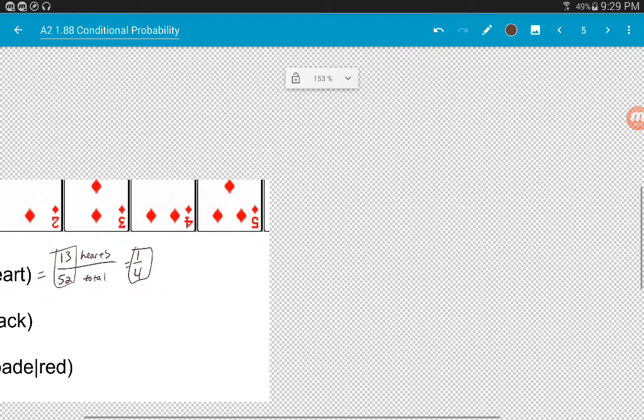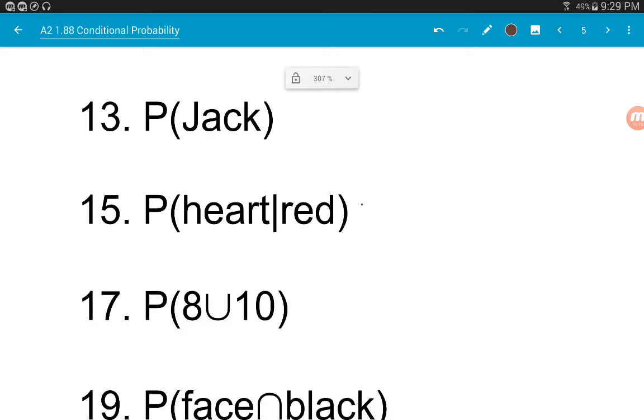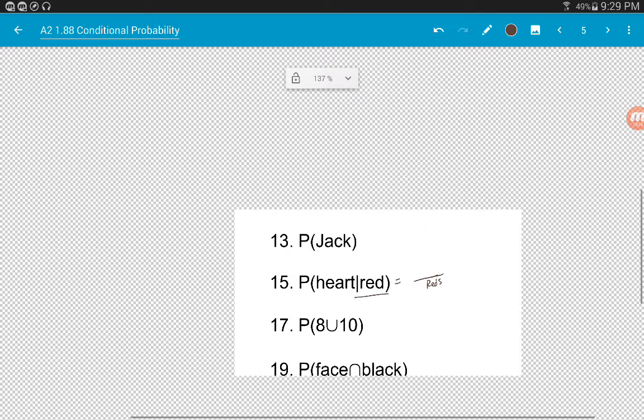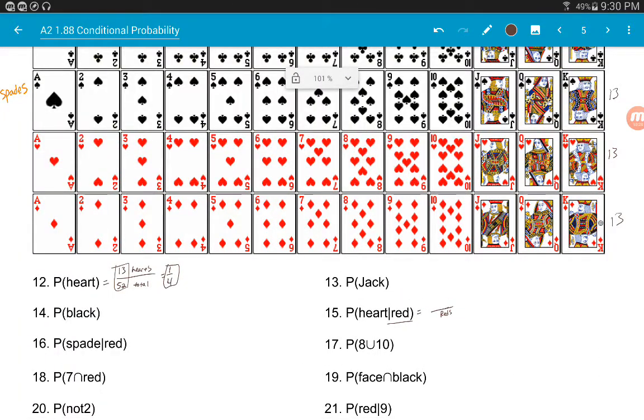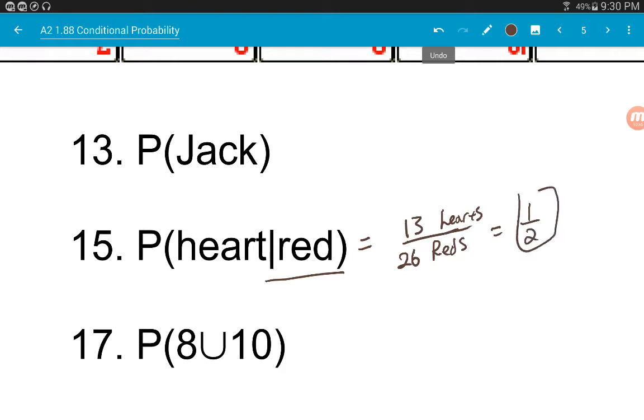Now let's do a given. Probability of a heart given that it is red. So the given condition defines my denominator. So reds should be my denominator. How many reds are there? Well, there's 13 here and 13 here. 13 hearts and 13 diamonds. So there are 26 reds. Now, how many hearts are there in those reds? Well, there are 13 hearts. And this is going to simplify to 1/2.